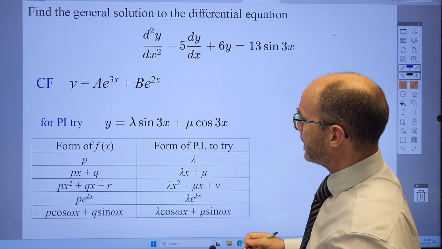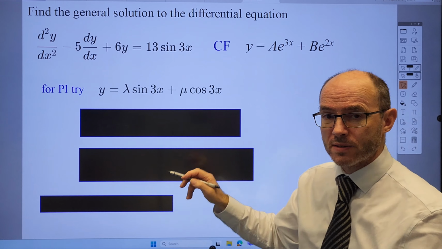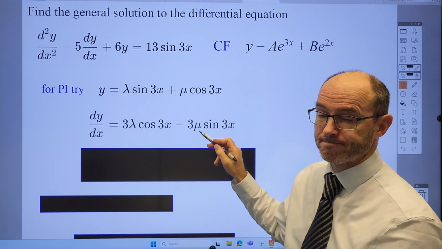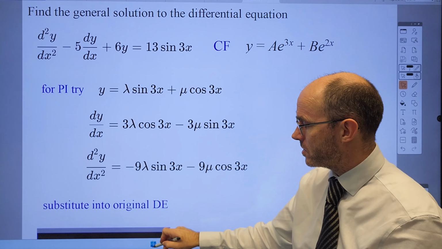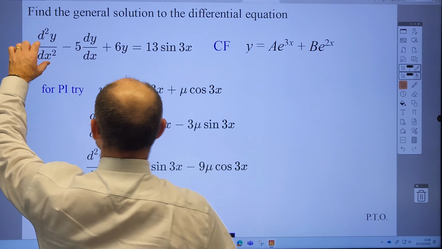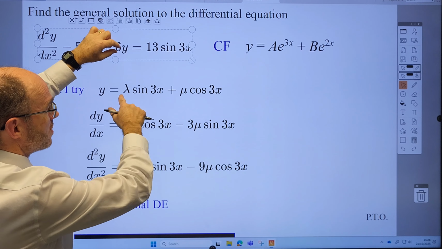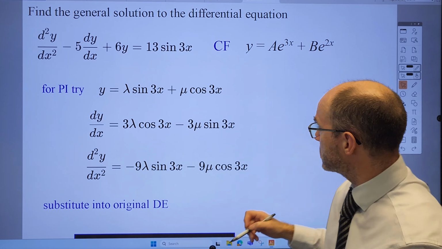You've got to try something else. So here we go. y equals this. You've got to differentiate that. You can check it with me if you wish. So differentiate this, you get this. Second derivative, you're going to get this. And then you need to substitute back into the original differential equation. So you'll have d²y/dx², subtract 5 times dy/dx plus 6 times y equals 13 sine 3x.